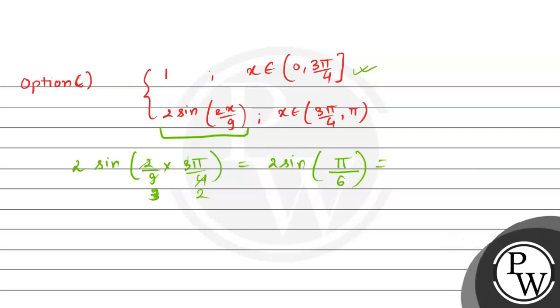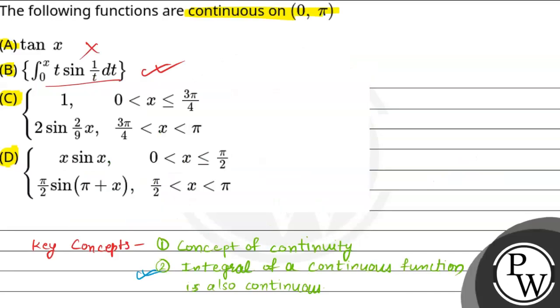Now we know that sine of pi by 6 is sine of 30 degrees and sine of 30 degrees is 1 by 2, so 2 into 1 by 2 which is 1. So हम देख सकते हैं कि यहाँ पे भी 1 है and यहाँ पे भी 1 है, therefore option C is correct. This function is continuous.